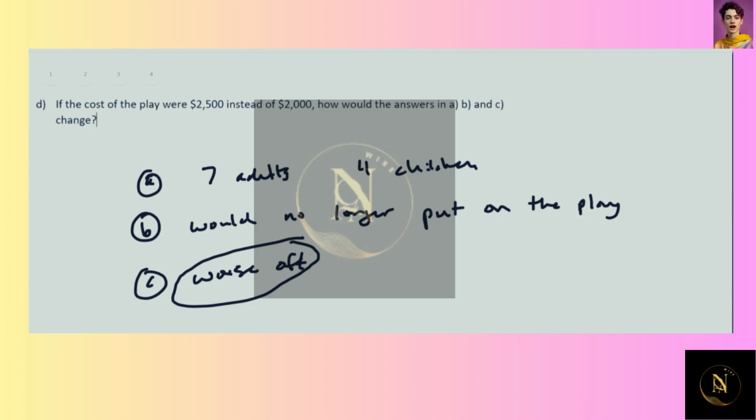In this case now, if we don't put on the show when we have to charge everybody the same price, then adults are also worse off because they also don't get to see it. So everybody is worse off in part C. So this was chapter 15, problem 6.